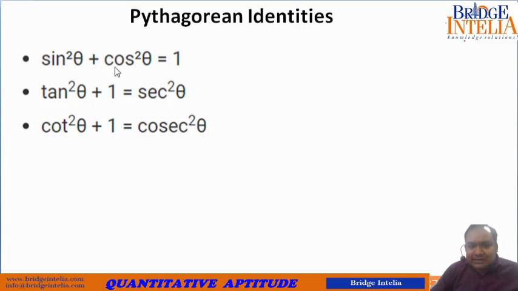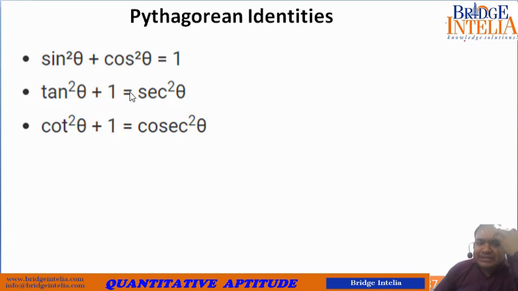For example, there are three basic Pythagorean identities based on trigonometric angles. So sine square theta plus cos square theta is equal to 1 is one of the identities. So what is meant by this? It means that whatever be the value of theta, be it 30 degrees, 45 degrees, or let's say 47 degrees, if you add sine square theta plus cos square theta, the answer will always be equal to 1. So this is an identity.